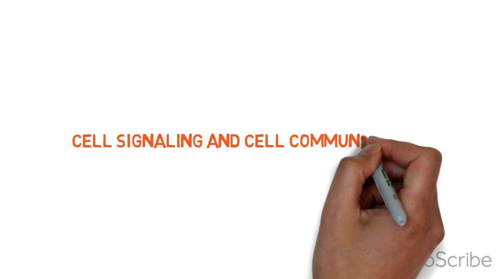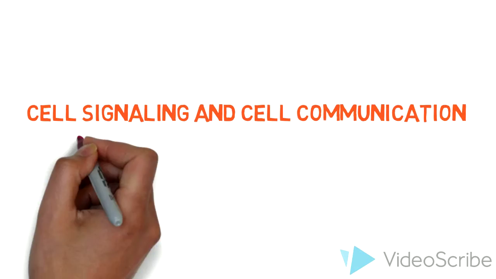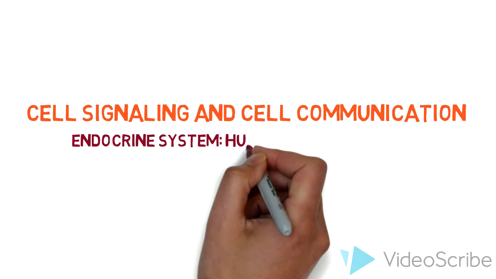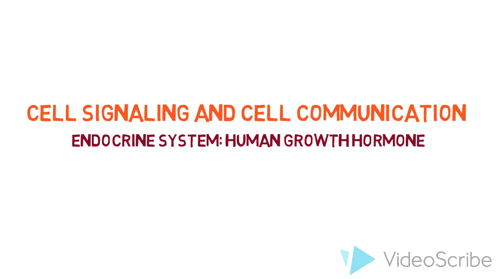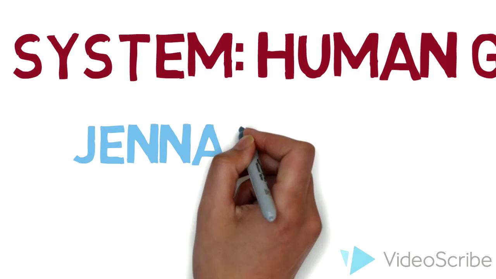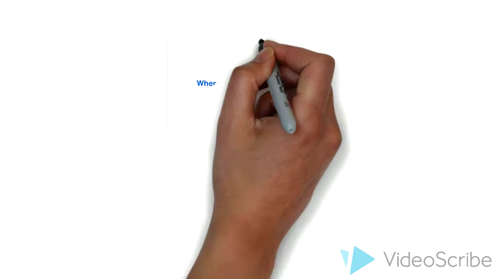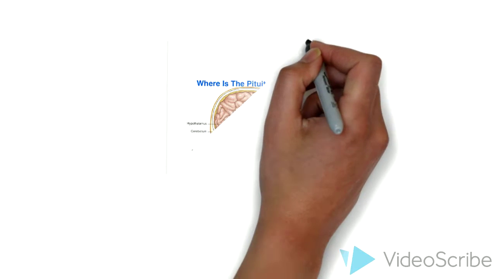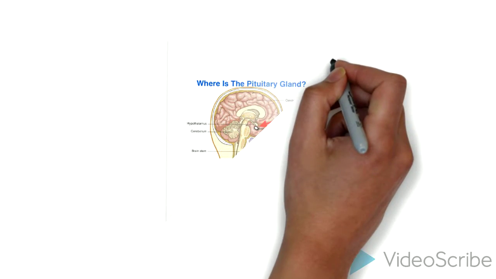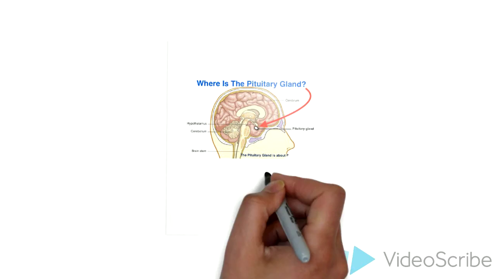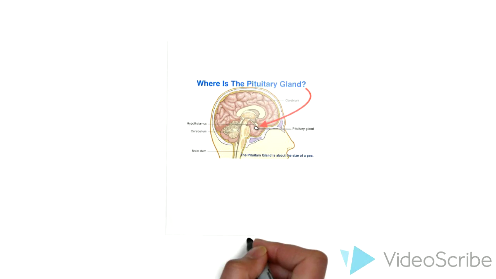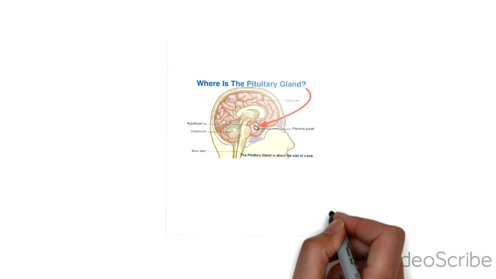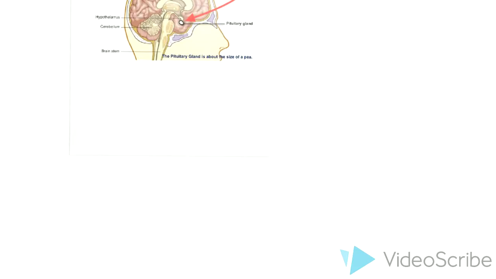Alright, so this is about cell signaling and cell communication, and specifically in the endocrine system, and about human growth hormone. Human growth hormone is secreted from the pituitary gland, which is in the brain, and it's right below the hypothalamus. And the hypothalamus is important because it also stimulates the secretion of growth hormone.